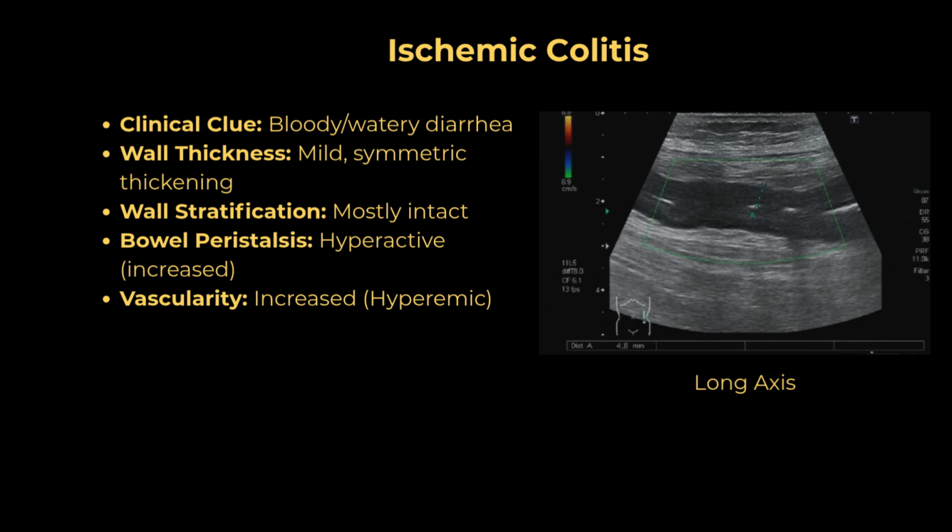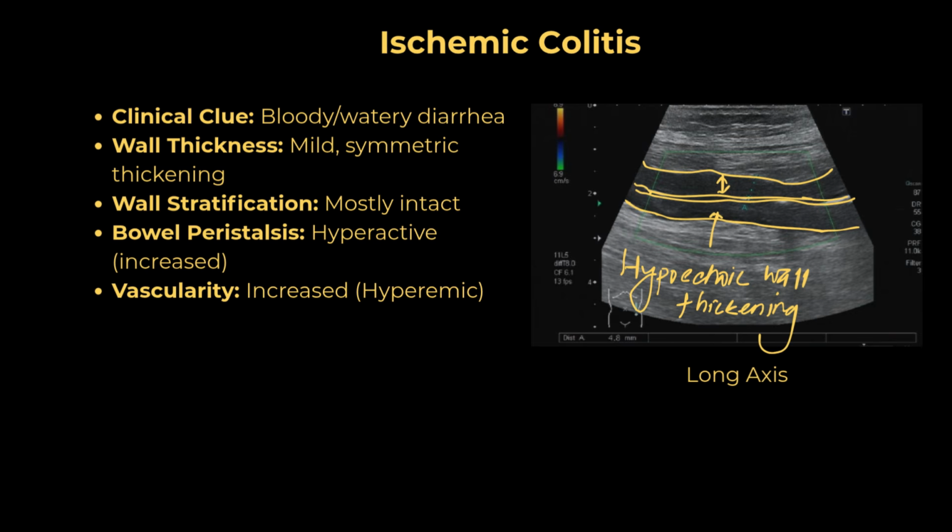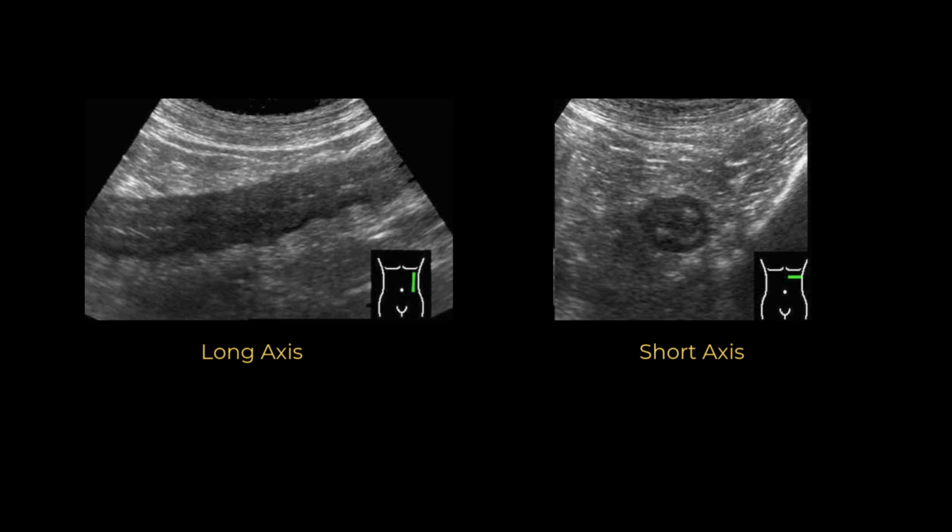This condition usually affects older patients. They present with sudden cramping pain on the left side of the abdomen, followed by bloody diarrhea. On ultrasound, a key clue is localized bowel wall thickening. It is often seen at the splenic flexure or sigmoid colon, which are watershed areas. Wall thickness shows moderate to marked thickening. It is usually more than 5 to 9 millimeters.